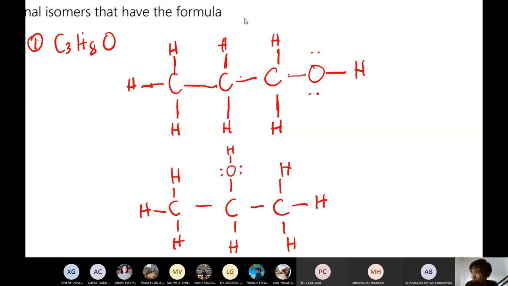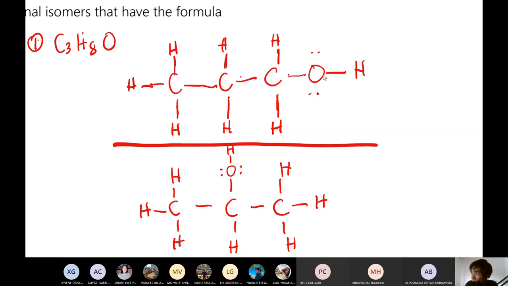Okay. So, yan, napagpalit natin yung pwesto nila. Originally, the OH is connected here sa carbon na to. Pag nilagay mo yun dito sa dulo, same lang din yun. Parang flinip mo lang yung molecule, parang binaliktad mo lang siya na papel. So, pag ito nilagay mo dito sa kabilang dulo, same lang yun as this one. Flinip mo lang yung molecule mo. Pero itong nasa baba, different to.